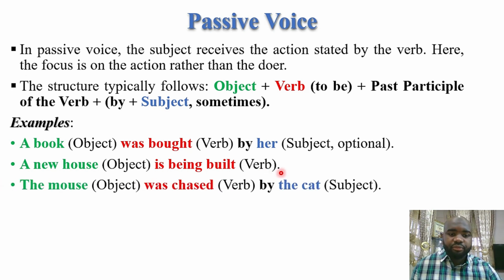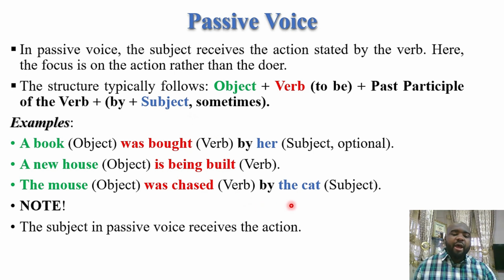So this is it. The mouse was chased by the cat. You see, the cat chased the mouse. So now we have the mouse, then we have our infinitive verb to be, the past tense was, then chased, then we have our by, then the cat subject. So this is it. The subject in passive voice receives the action. All right, whereas in active voice the object receives the action, but here in passive voice the subject, which in active voice usually comes first, here comes last, so this is receiving the action.